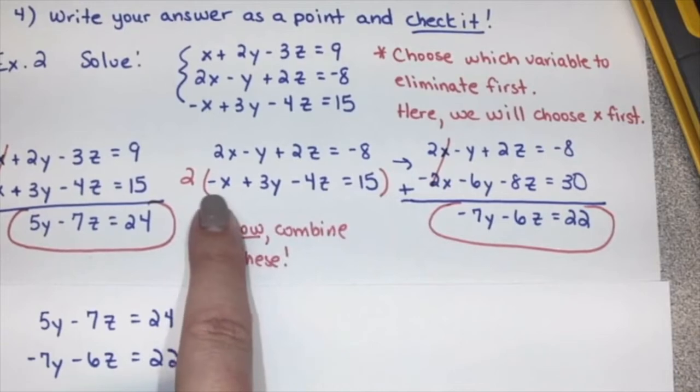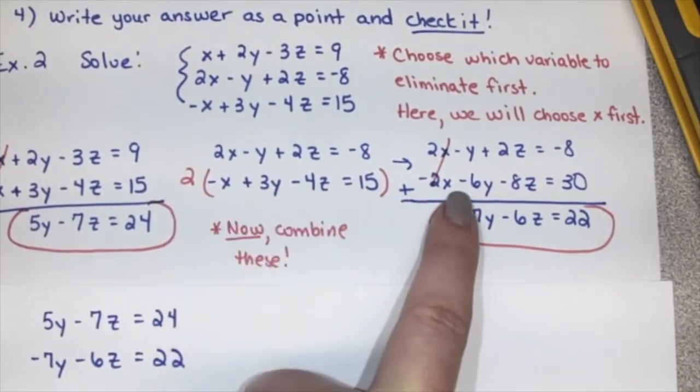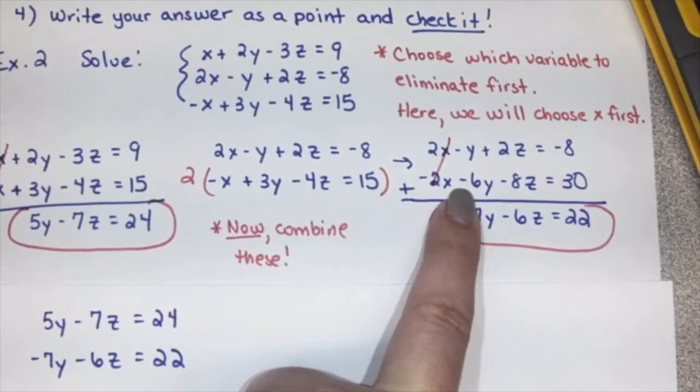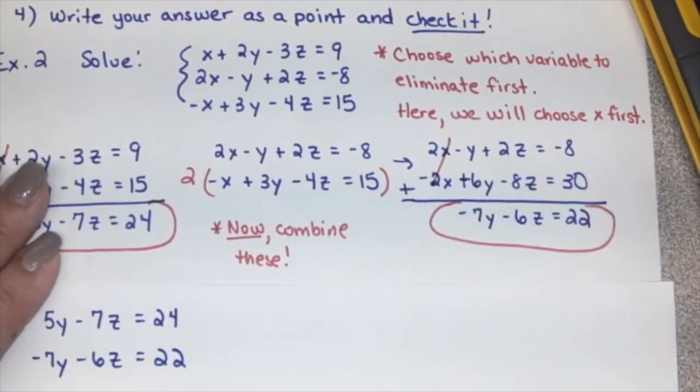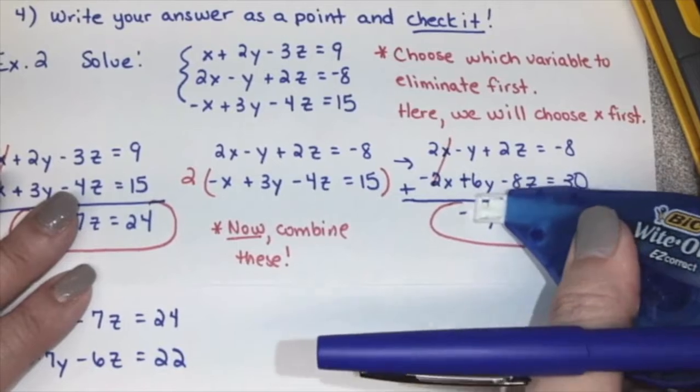I was supposed to be doubling everything, right? But what did I do? I did 2 times 3, and I said it was negative 6, and I don't even know why I did that. It should have been positive 6, which means that this should be a 6, and this should be a 5.